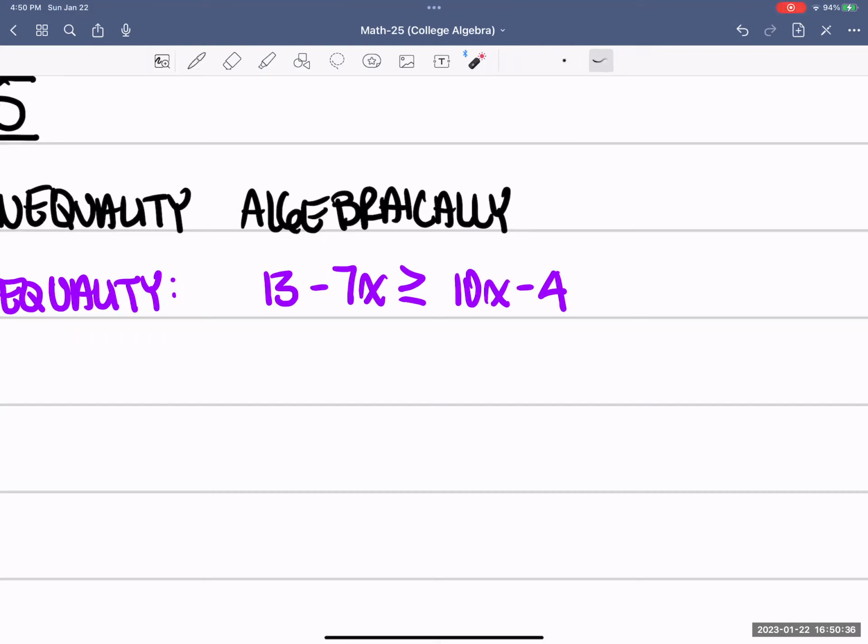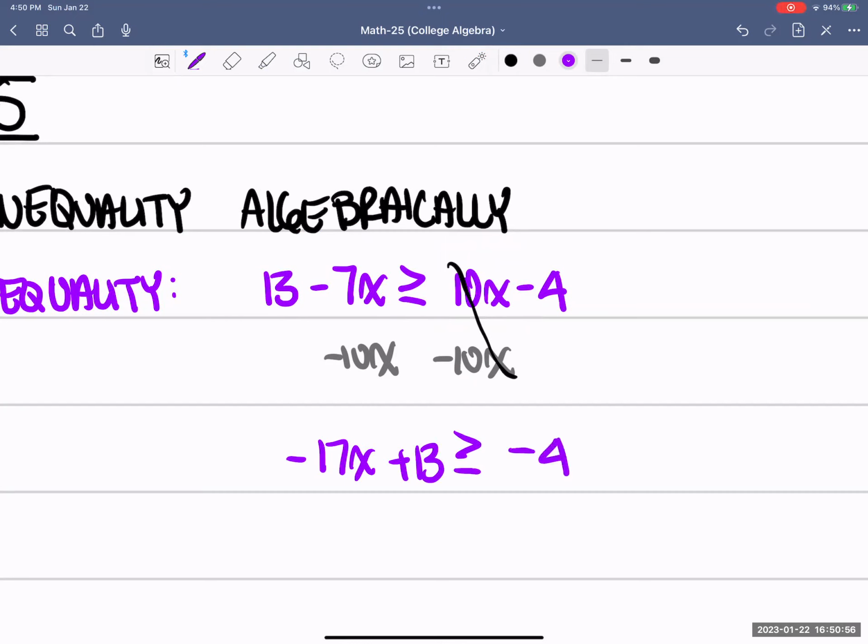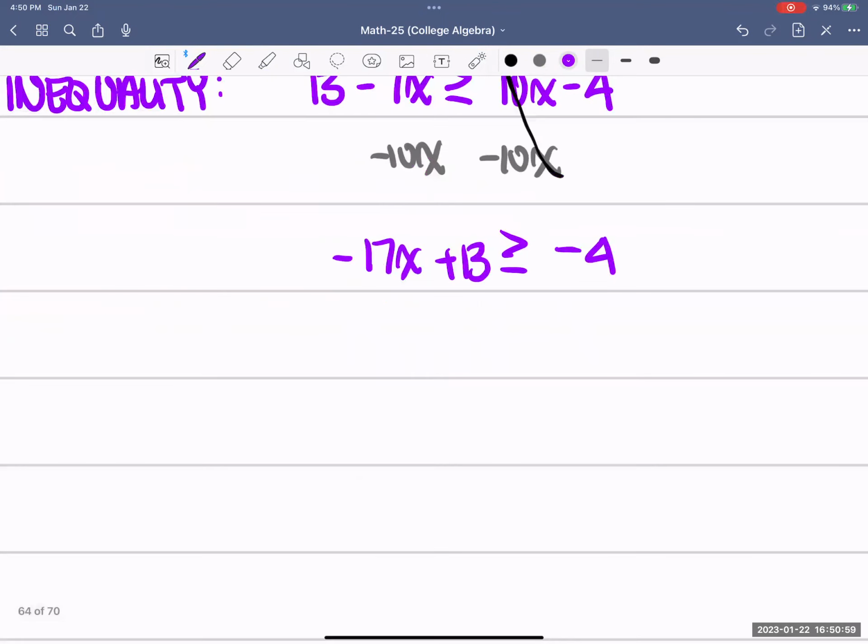So let's grab this variable, move it over to the left side, and we can move it by subtracting 10x from both sides. Those two subtract out, we're left with negative 17x plus 13 greater than or equal to negative 4. Now everything else on the left side that doesn't have a variable, we're going to move over to the right side. So we're going to subtract 13 from both sides, leaving us with negative 17x greater than or equal to negative 17.